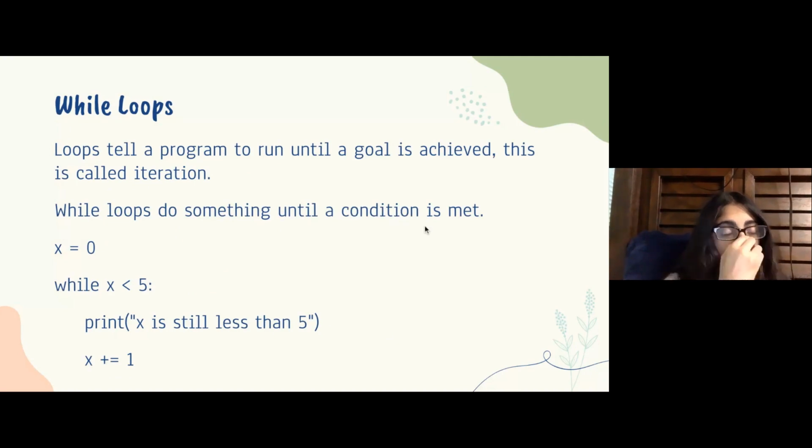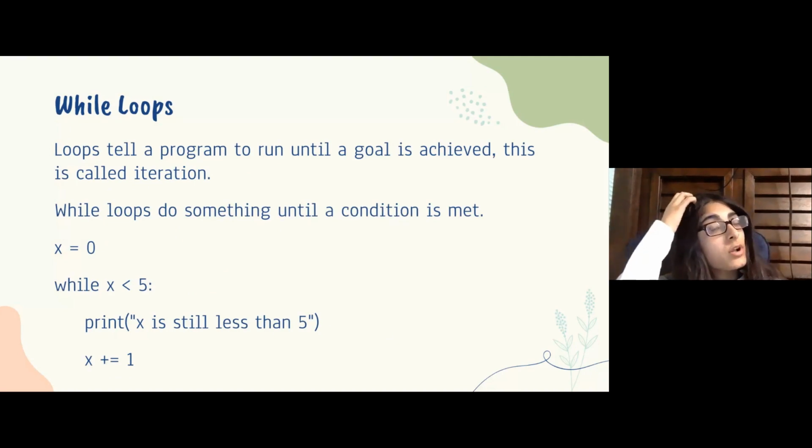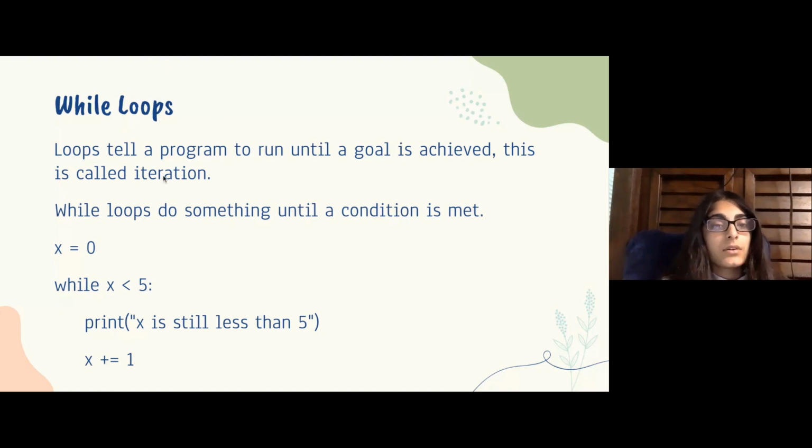And now we're on to some more complex structures called loops. Our first one is a while loop, and what a while loop does is it tells a program to run until a goal is achieved, and that's called iteration. So while loops do something until a condition is met. So these are good for when something is indefinitely true.